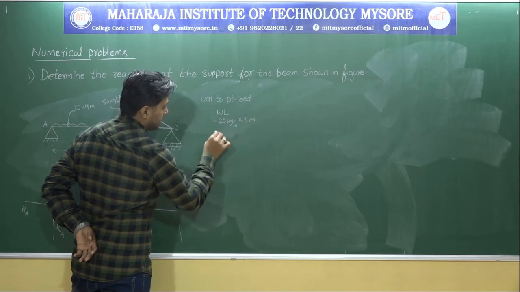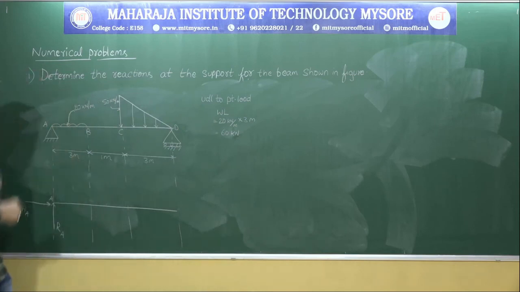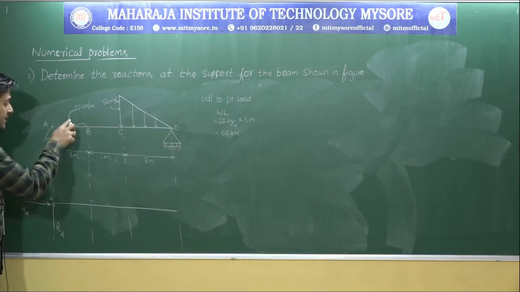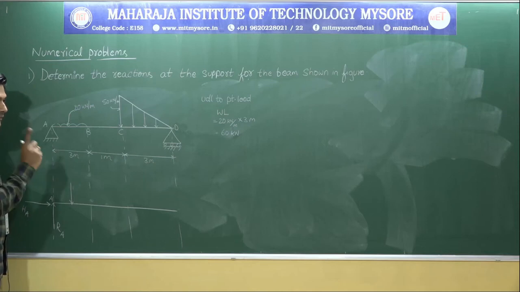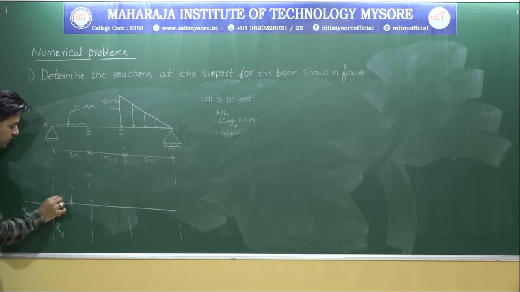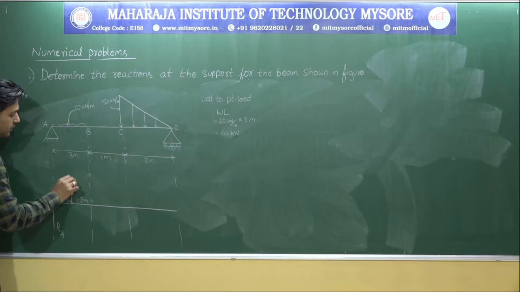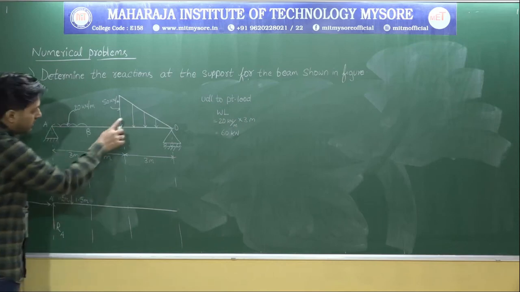So meter gets cancelled. Finally we are left with 60 kilonewton. Now the thing is that this 60 kilonewton acts exactly at the center. In the last class only I have discussed all these things. Okay, it acts exactly at the center. As it is 3 meter, this point will be 1.5 meter, and this point will be 1.5 meter. So what is the load? We have calculated, it's 60 kilonewton. Next, we'll come back here.